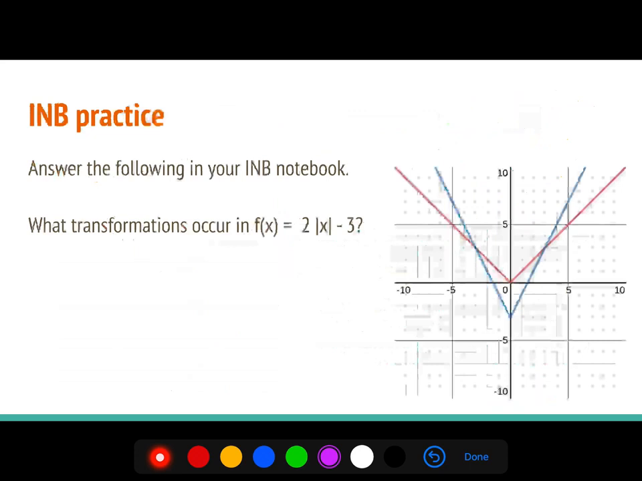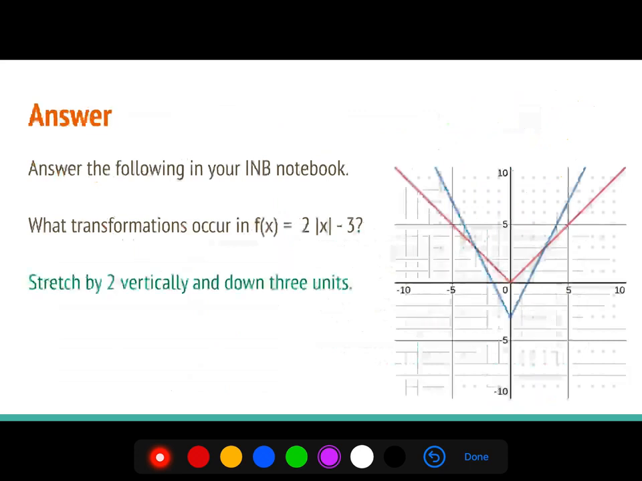All right, I want you to figure out everything that happened in this parent function. What all transformations did he do? So go to your interactive notebook over on the left side and answer this question. Make a quick sketch, write down the equation, and write down what transformations occurred in this parent function. And good luck.